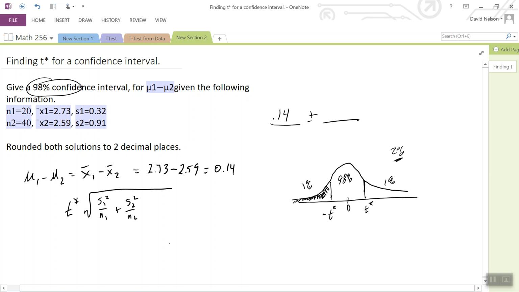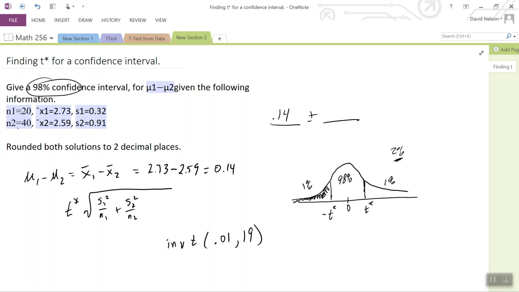So when I go to my calculator, I'm going to use the inverse t command to get the t-score, and you have to feed it the area that's to the left. So you can do 0.01, that's probably the easiest one. And the other thing you need to feed it is the degrees of freedom. The conservative estimate is to do one less than the smaller of your two sample sizes. Here I've got a sample size of 20 and a sample size of 40. So I'm going to take one less than the smaller of those two. I'm going to use 19 for my degrees of freedom. So that's the command I want to do on my calculator.